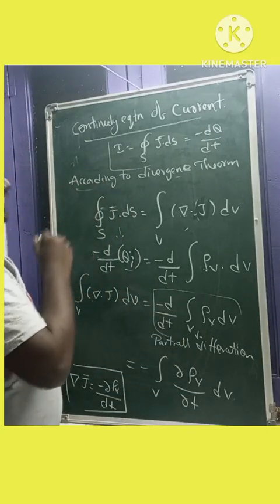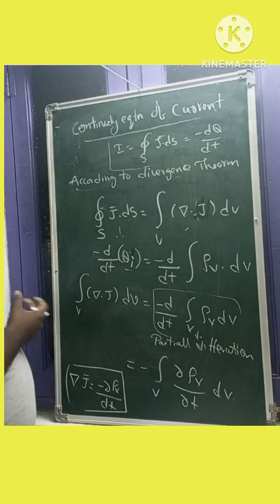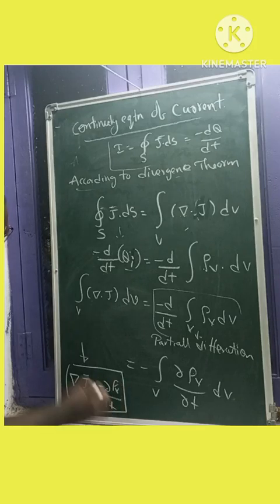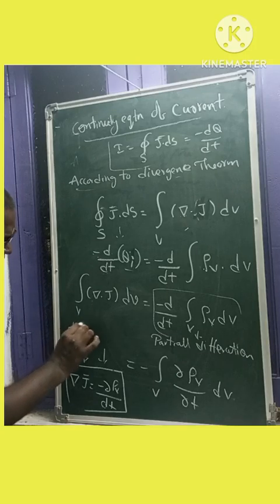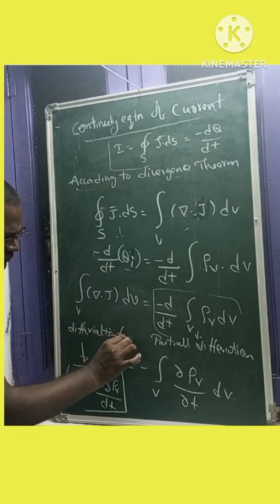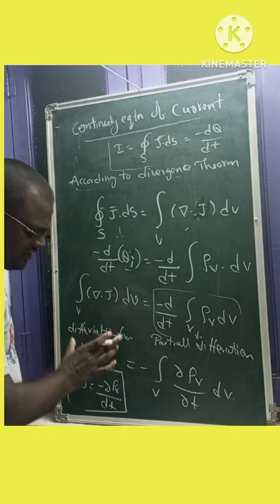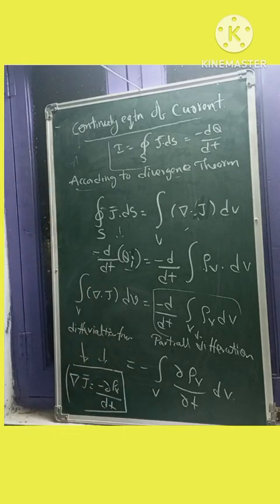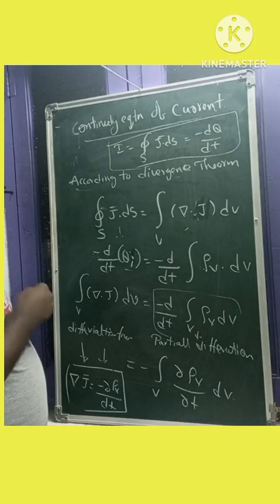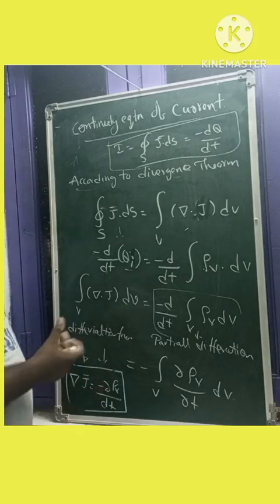So for the continuity equation of the current, we have the integral form as well as the differential form. Divergence of J is equal to minus the partial derivative of rho v with respect to t, and this is called the differential form of the continuity equation. One is the integral form and the other is the differential form of the continuity equation.